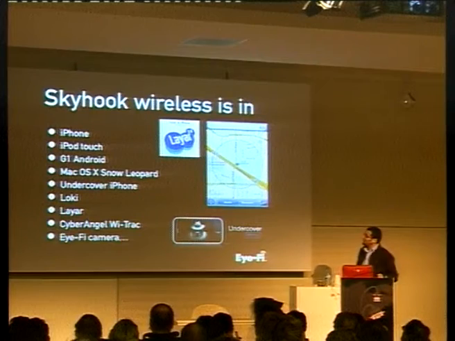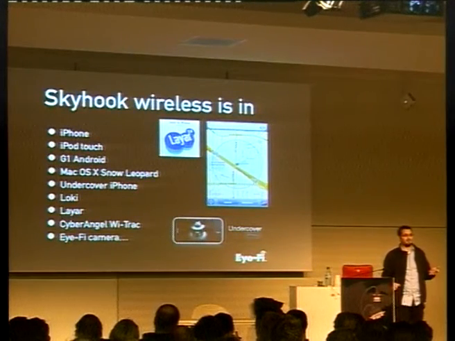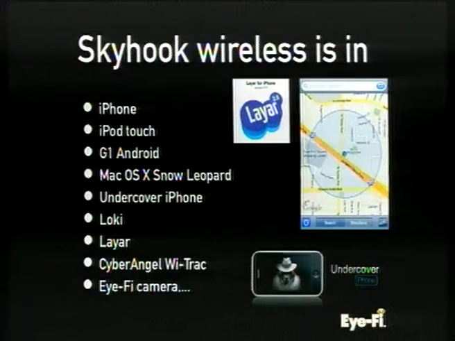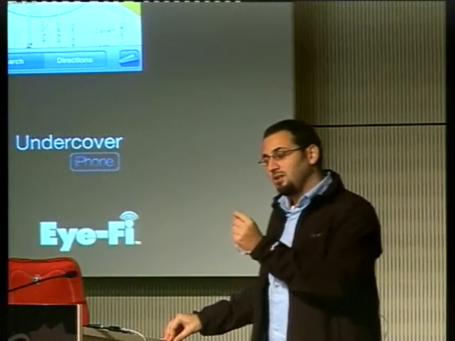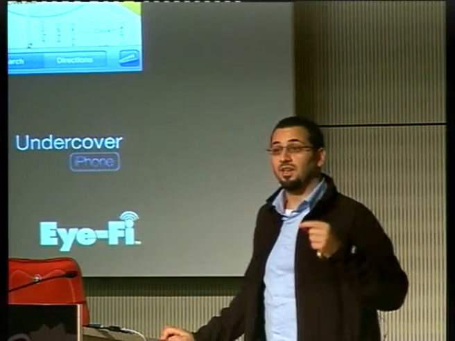Another really nice thing is the Eye-Fi camera. Who knows the Eye-Fi camera? Yeah, okay, so it's a couple. It's basically a small card that you put into your camera, and it has a Wi-Fi chip inside, and it will actually also use the Skyhook Wireless service to geolocate where you took that picture and put that into the picture metadata and send that off over Wi-Fi.